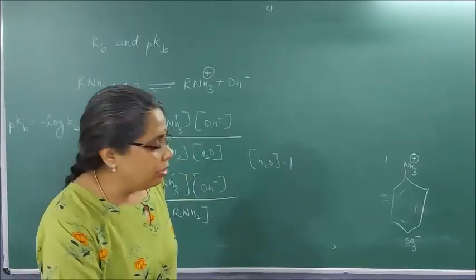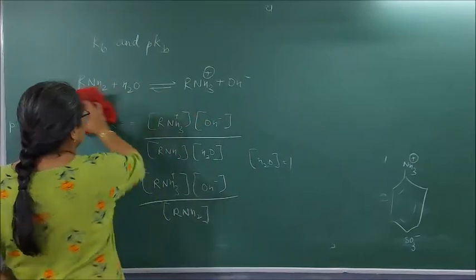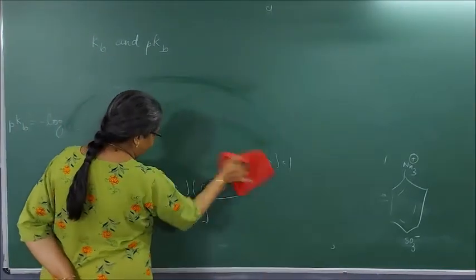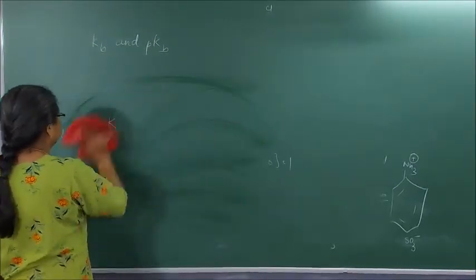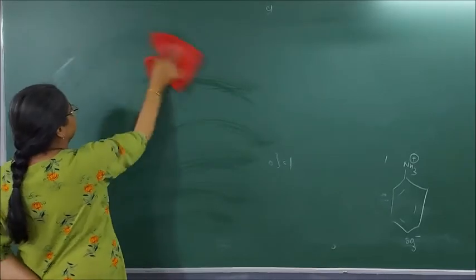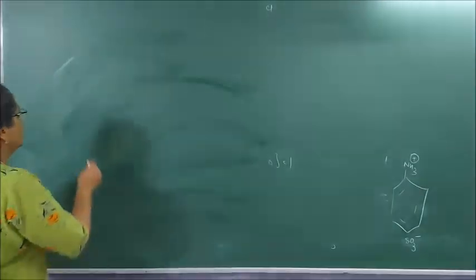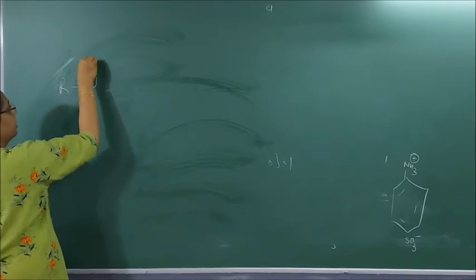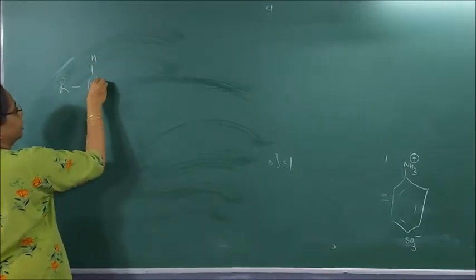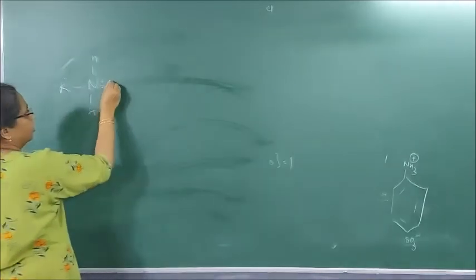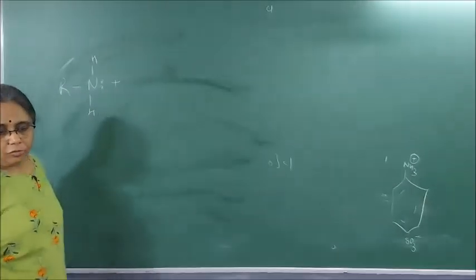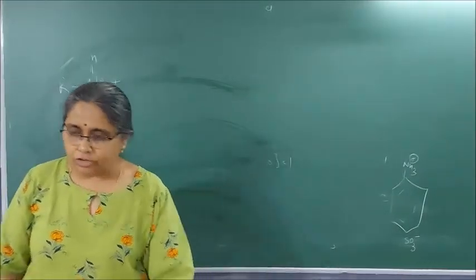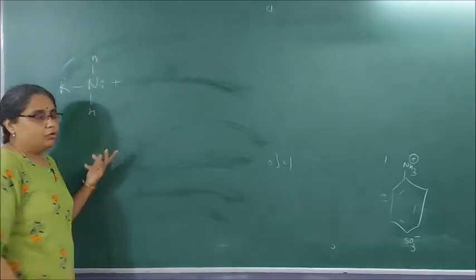Okay, now let us write our reaction to show how it shows plus I effect. So first thing we will write R, N, H, H, and this is our lone pair electron. When it actually has to react with H plus, because the proton has to come and react.